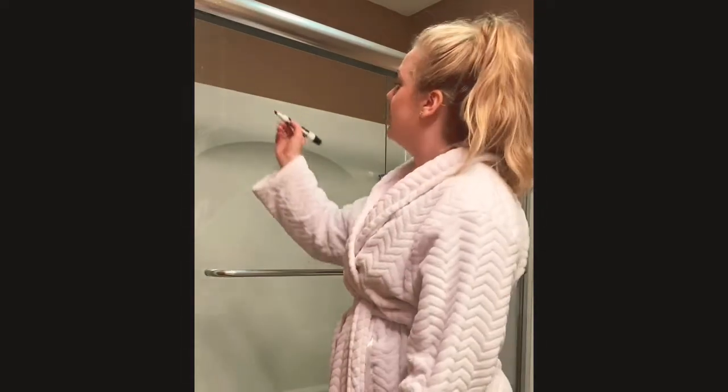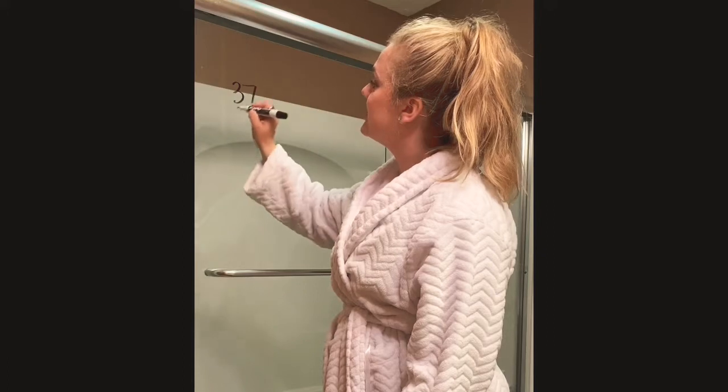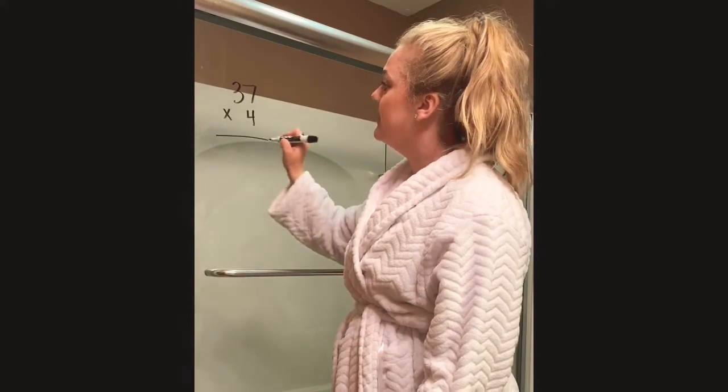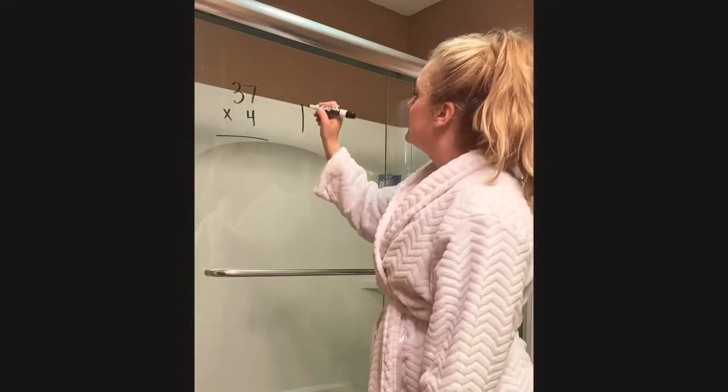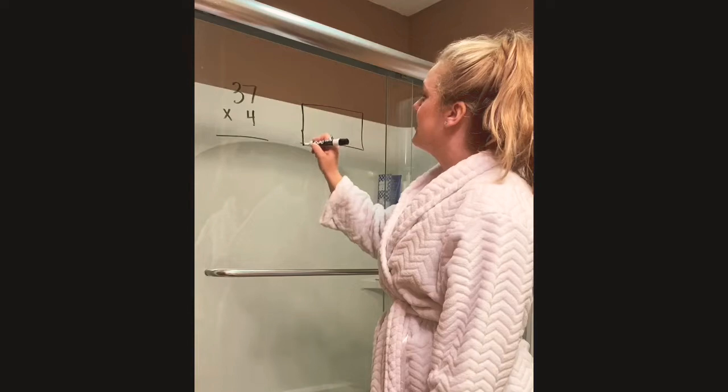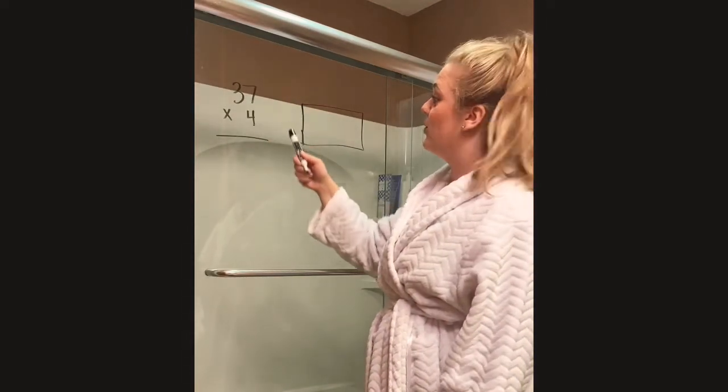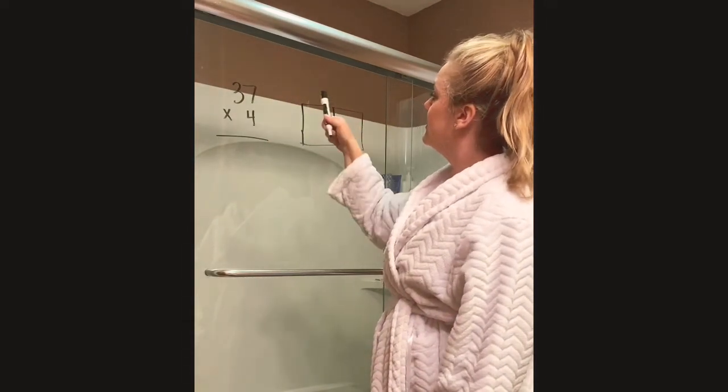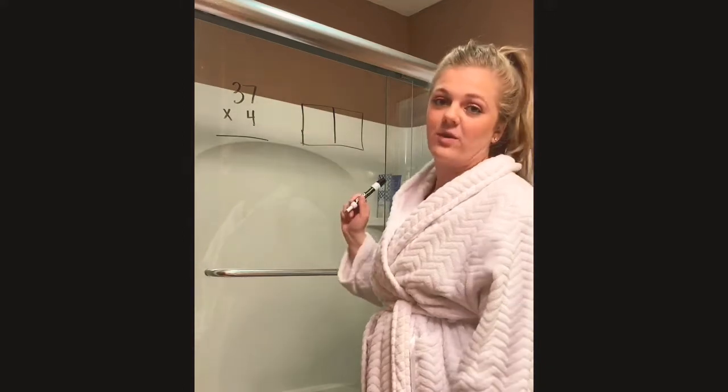So the first thing we're going to talk about is 2-digit by 1-digit multiplication. So our problem is 37 times 4. Okay, but we're going to start with our place value sections, or sometimes we like to call it the area model method. So we'll start by drawing our rectangle. We've got a 2-digit number by a 1-digit, so we need 2 spaces on top and our 1 space on the side.